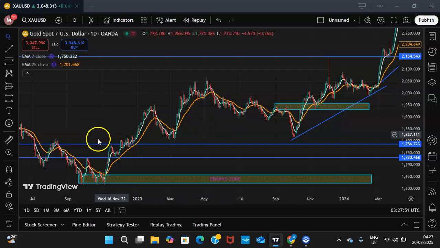Now, when I see price break above the moving average, it is a strong indication that that trend is continuing in that direction.